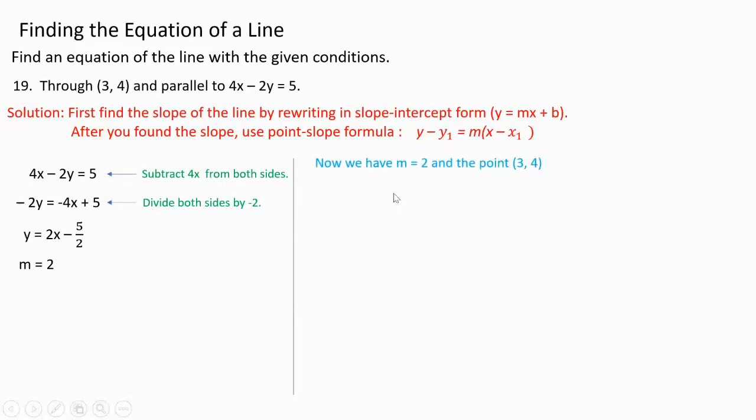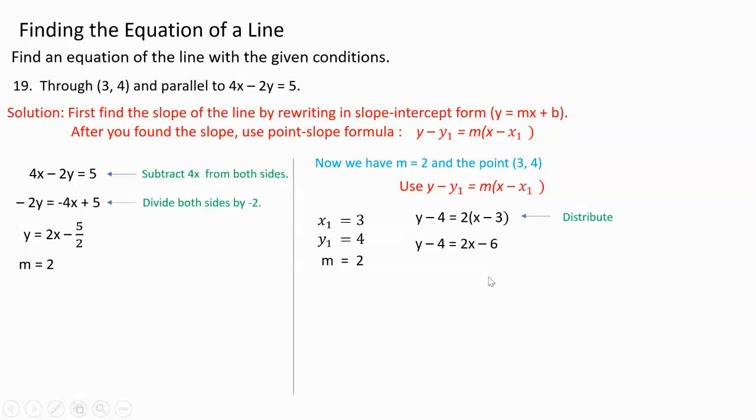So I got my slope and I got my point. My point is x1 equals 3 and y1 equals 4, and my slope is 2. So we plug them into the y1, the x1, and my m. Right? My y1 is 4, my slope is 2, and my x1 is 3. Now we distribute on the right side. So we get 2x minus 6 on the right side. Now we can add 4 to both sides. So it's going to give us y equals 2x minus 2. So this is the equation of the line that we're looking for.